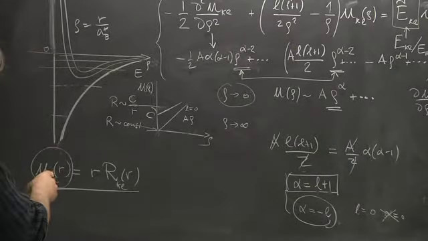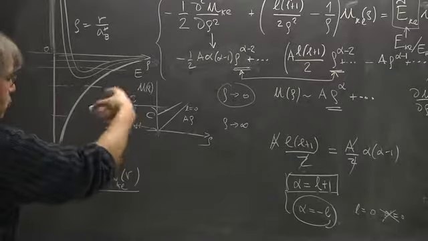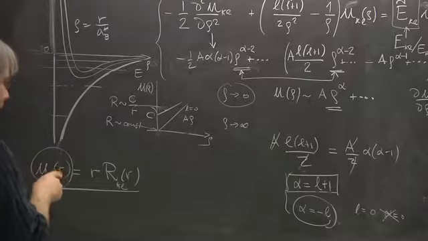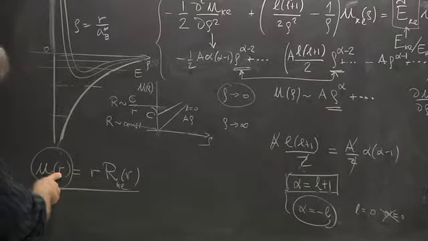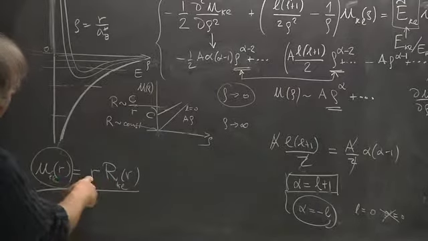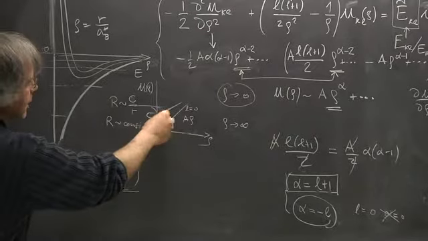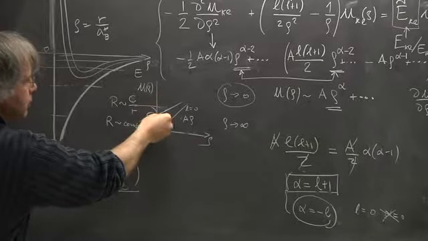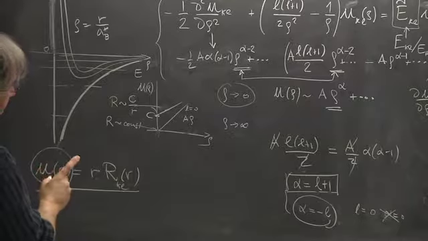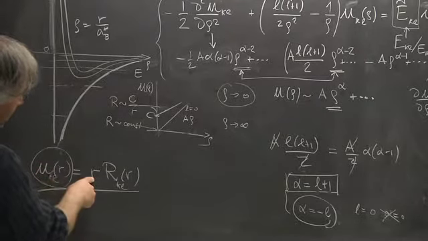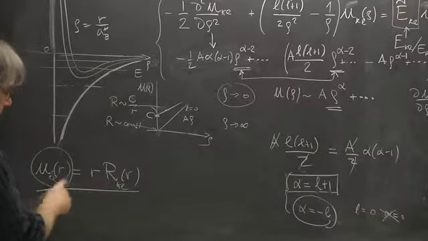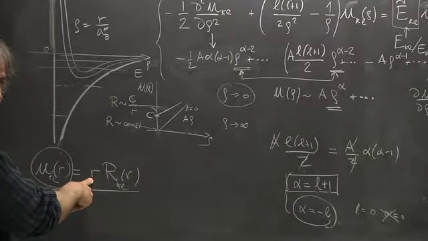I read from here. Depending on how u goes when r goes to 0, if this goes to a constant, then r goes to a constant divided by r. So this is the case of u going to a constant. On the contrary, if this goes to 0 linearly, then r goes to a constant. I'm simply reading from here. There is a different r in front.